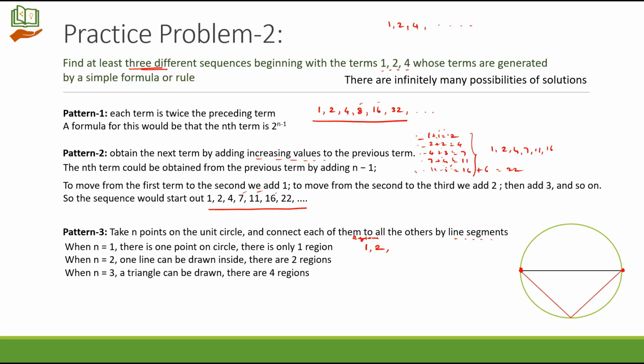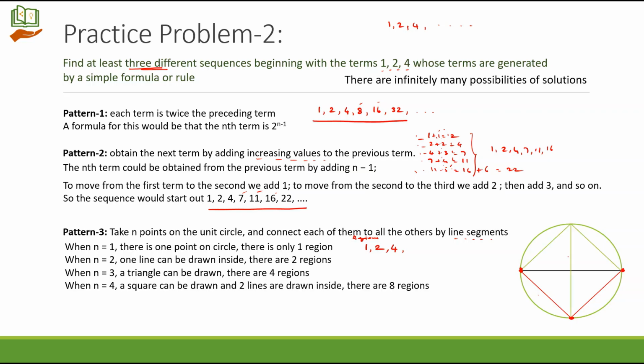Now when n is equal to 3, this will be the third point. Do not erase the first 2 points and the previous line segment that we have already drawn. Sequence will be along with the previous terms you have to start. So now when n is equal to 3, are there 3 points? Yes. A triangle can be drawn. So already we have drawn one line. Along with that we are making it as a triangle. Now count the region. We have 1, 2, 3, 4. So the first 3 terms are 1, 2, 4. If we go in this pattern, we will get a different sequence.